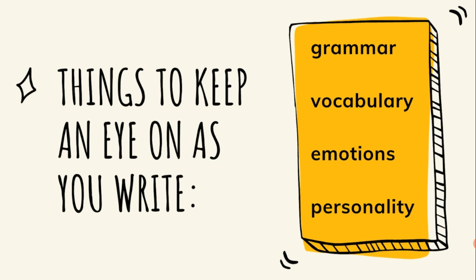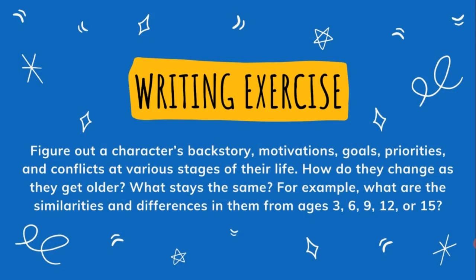For today's writing exercise, take a character of yours or a character from a story you love and figure out what that character's backstory, motivation, goals, priorities, conflicts, etc. are at various stages of their life. How do these things change as they get older? What stays the same? For example, what are the similarities and differences in them from ages 3 to 6 to 9 to 12 to 15?